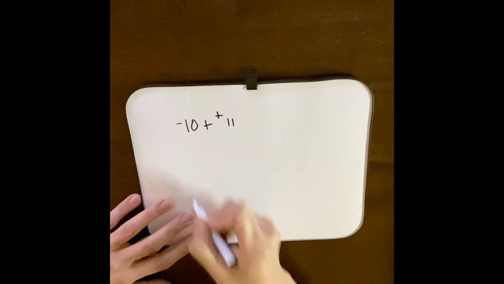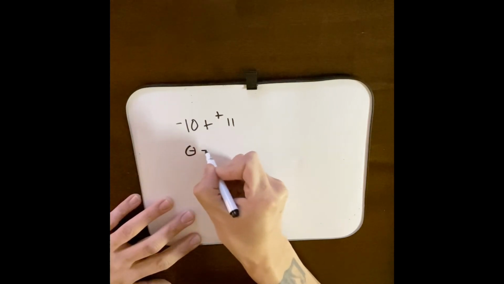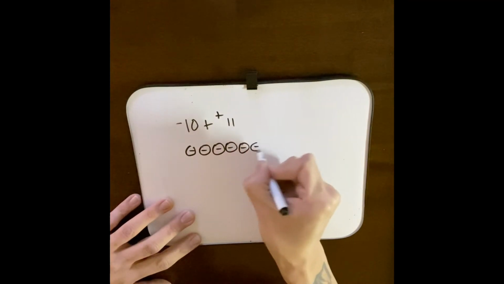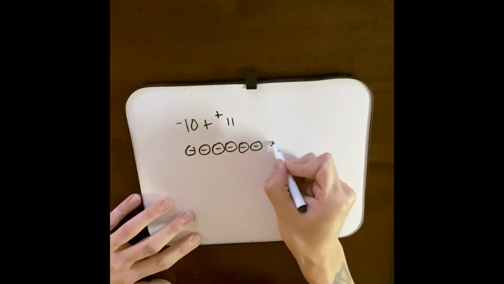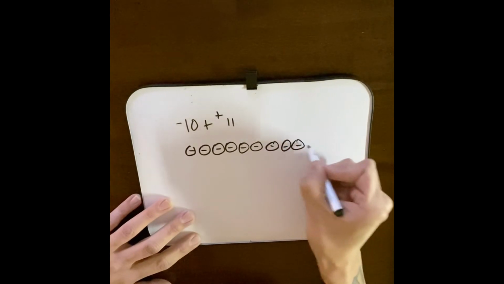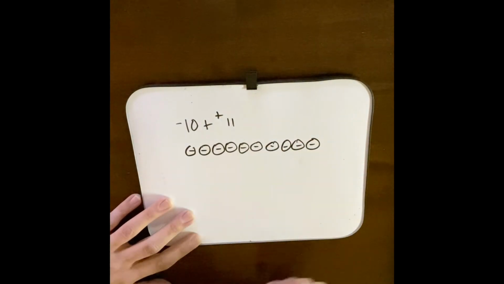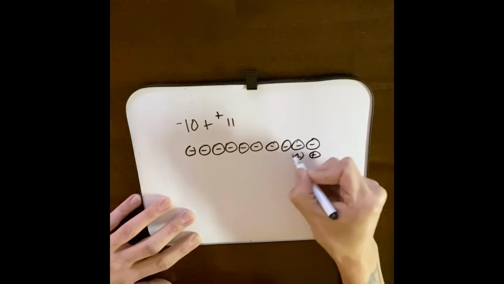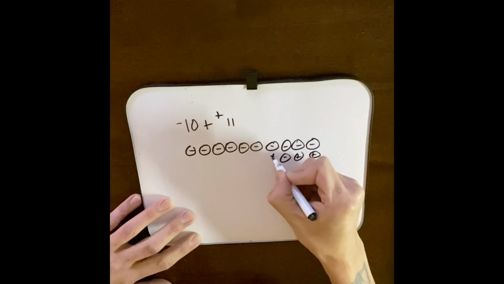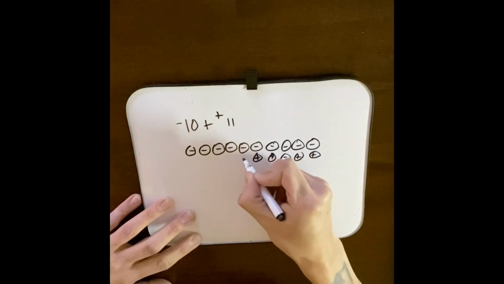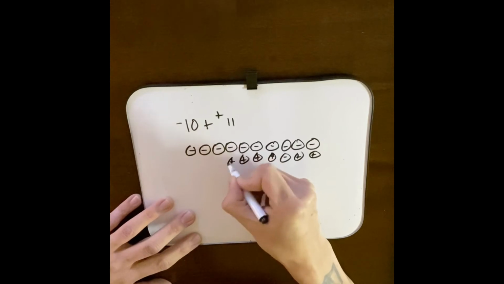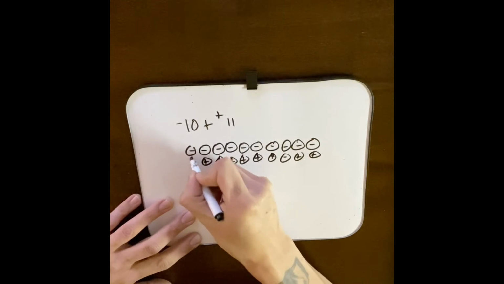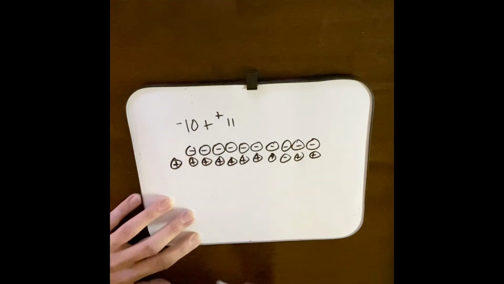So I have -10. So I'll draw 10 negatives. 3, 4, 5, 6, 7, 8, 9, 10. Now I have 11 positives. So I'll draw those out. 1, 2, 3, 4, 5. For those of you who are paying attention, I'm sure you already figured out what is coming up, right? What the answer will be.